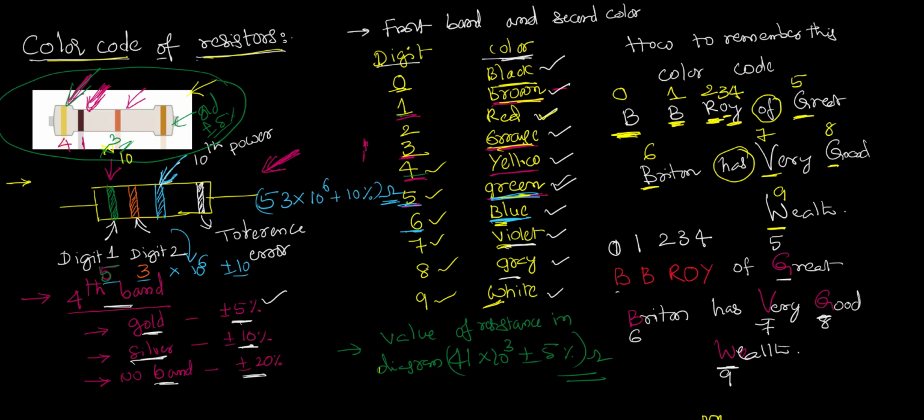This is how we can decode a resistor's color code and identify the value of the resistor that's given to you or shown in the shop.